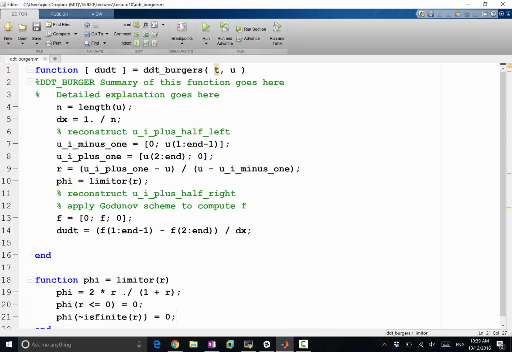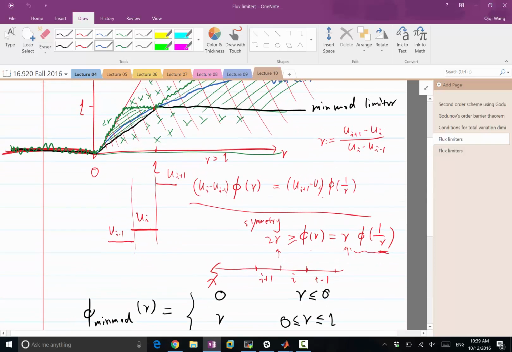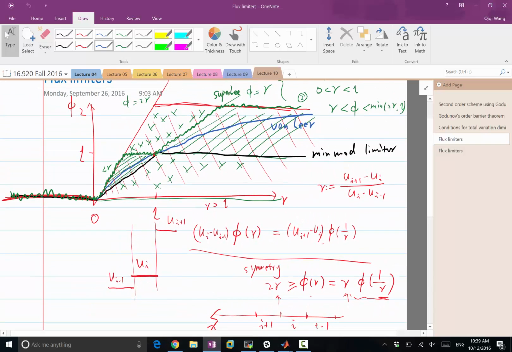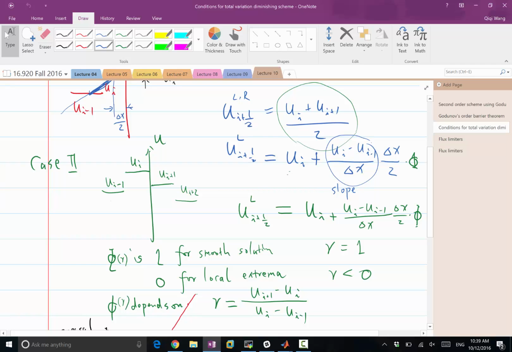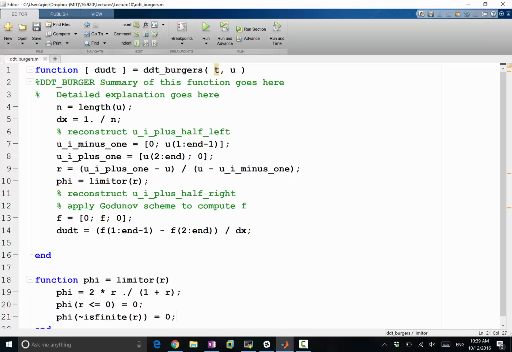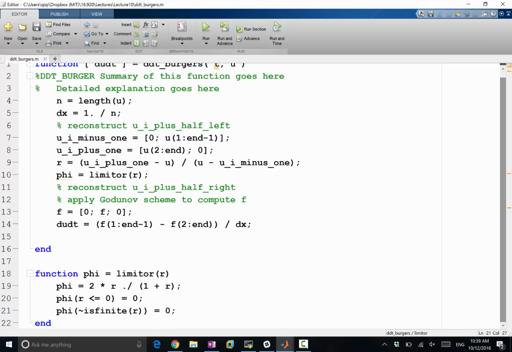Because remember, when we actually use the limiter, phi is going to be multiplied with the difference u i minus u i minus 1. So if we get a divide by 0, phi is going to be multiplied by 0. In that case, when r is not a number or infinity, it doesn't matter what the value of phi is, as long as it's not a not-a-number, I am fine. So this is going to be my implementation of the Van Leer limiter. Any questions? Pardon? Line 9? Oh yeah, thank you.